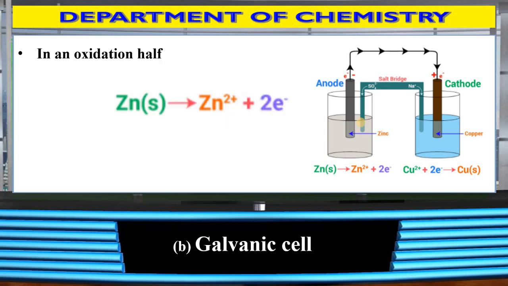Okay, see here what exactly happens in this cell. In an oxidation half reaction, at the anode the oxidation reaction will take place. Oxidation means removal of electron.